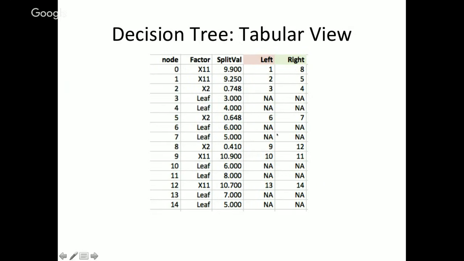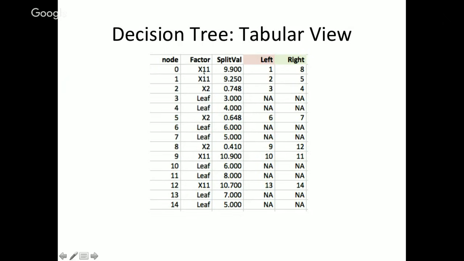row. Now, leaves are special entries, and so if we have here in the first column an indication that it's a leaf, the next column, SplitVal, instead of representing a value to split on, represents the value of the leaf. And it doesn't really matter what's in the left or right columns here for a leaf because we're not going down further.